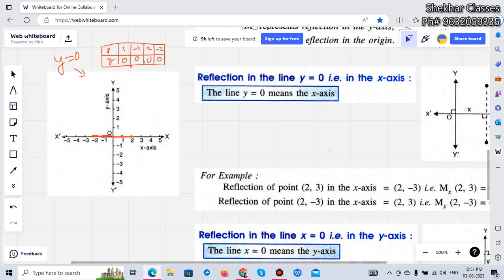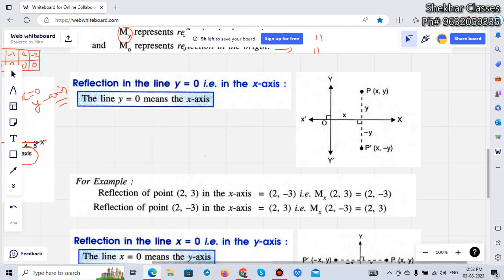Y is equal to 0. And you extend it because it's not ending only there. So when I say y is equal to 0, then what is that? It is the x-axis only. And vice versa. When I say x is 0, it will be the y-axis. Remember this. Clear?